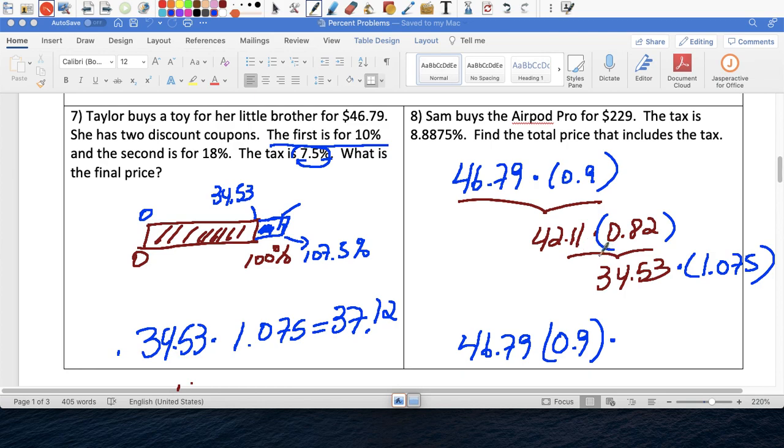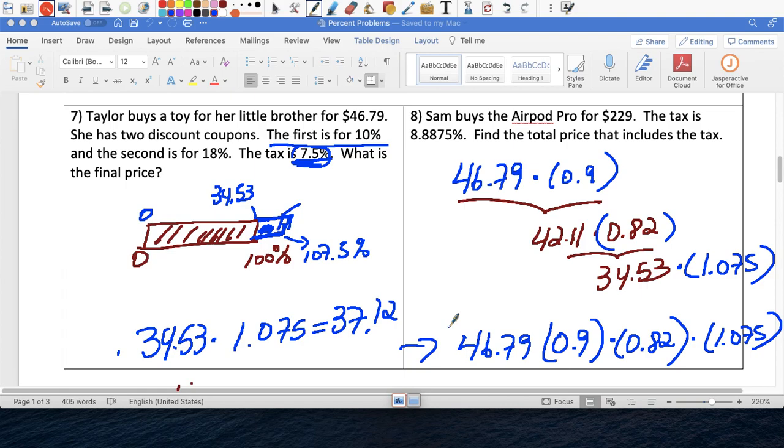The price of my item after the second discount, which if they give me an 18% discount, that means I'm left to pay for 82% of my total. And then I have to pay for tax. And then, like I said, tax, remember what happens to tax? We add on, right? That 7.5% is added to the 100% that you are going to pay for, and that becomes 1.075.